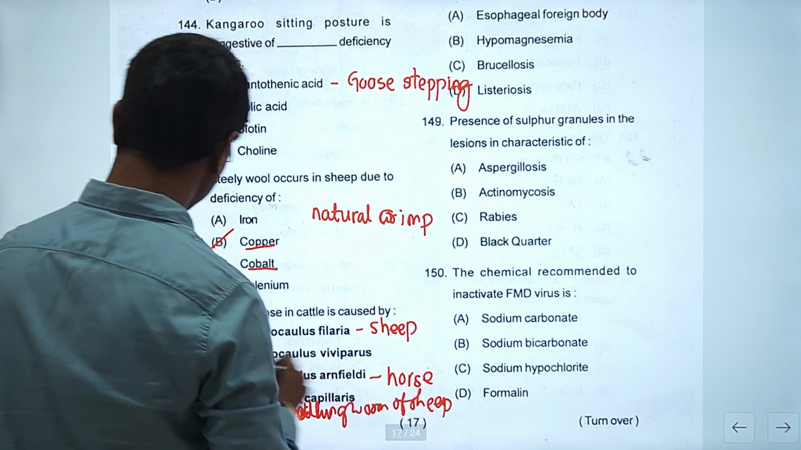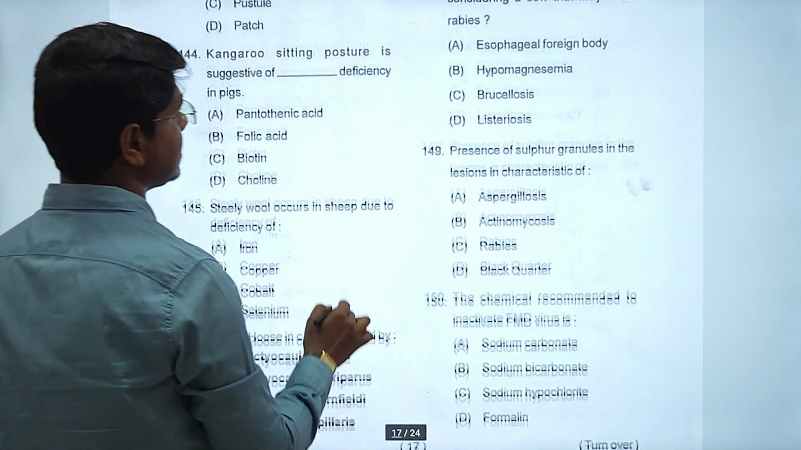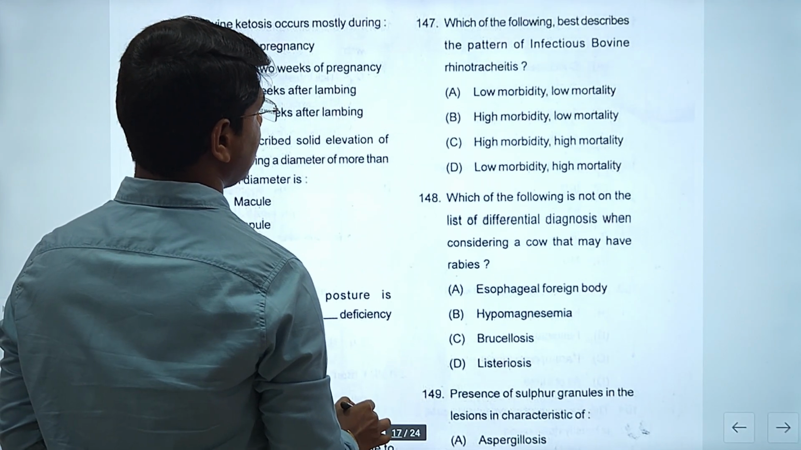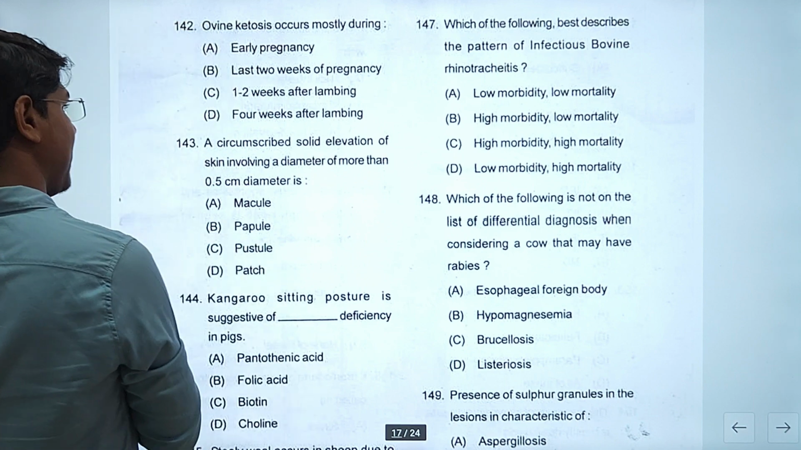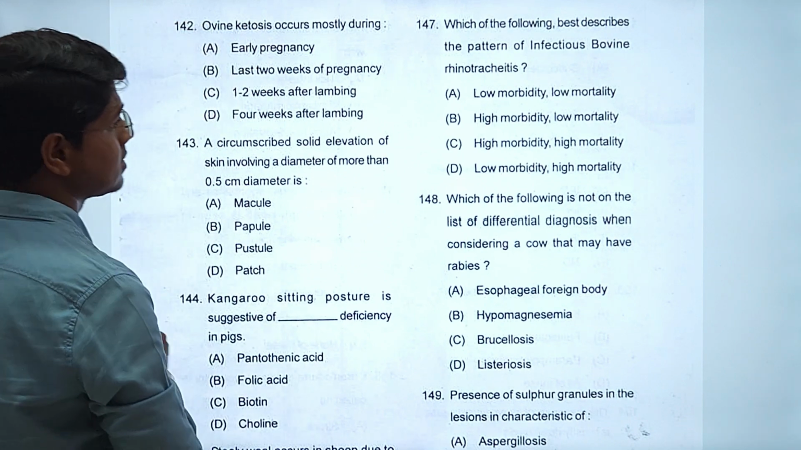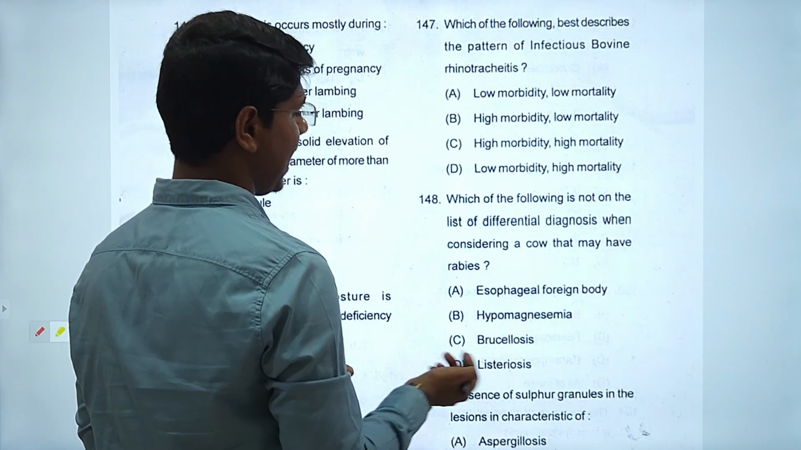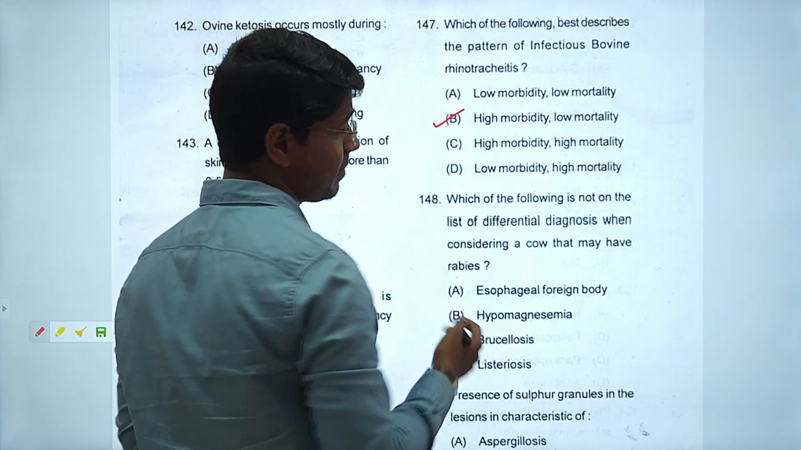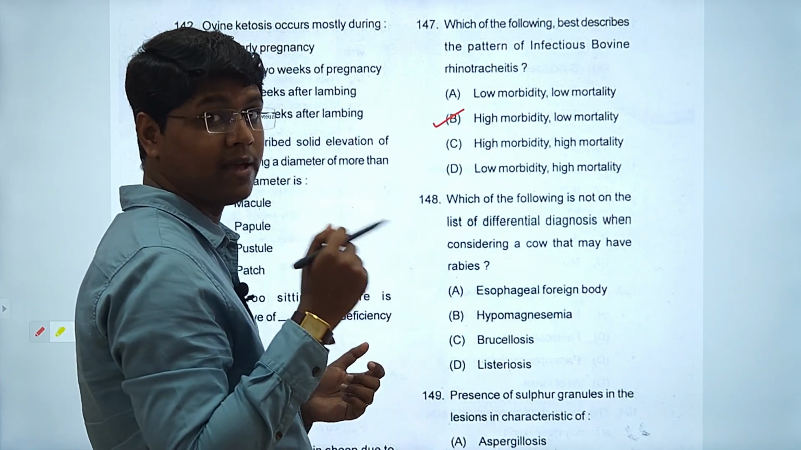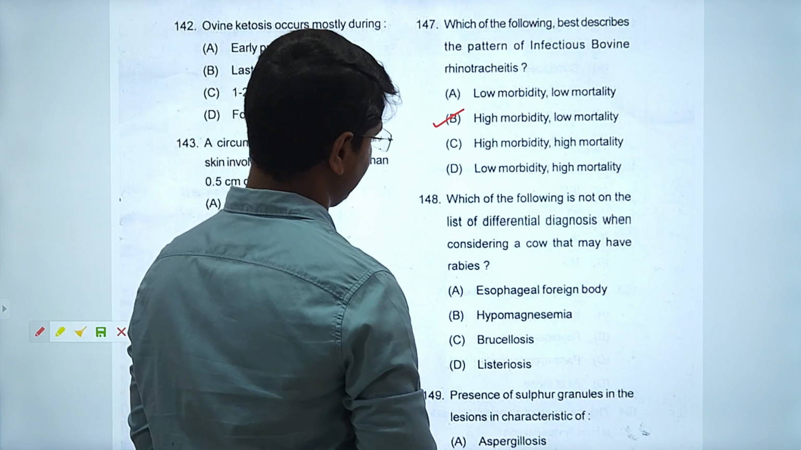Okay. Next question, 147. Which of the following best describes the pattern of infectious bovine rhinotracheitis? High morbidity, low mortality. Another example you can take is FMD. FMD is also high morbidity, low mortality.